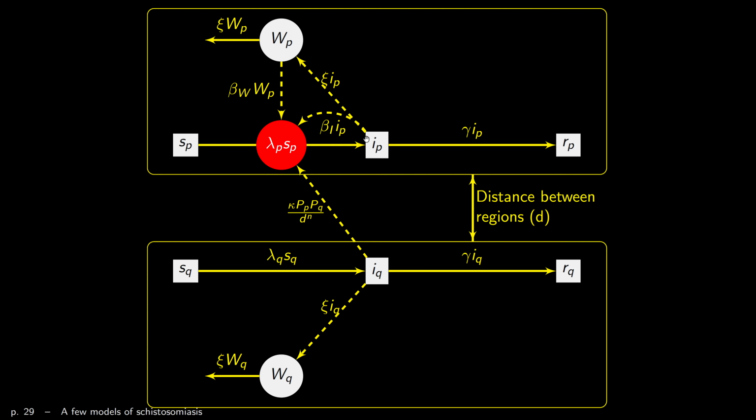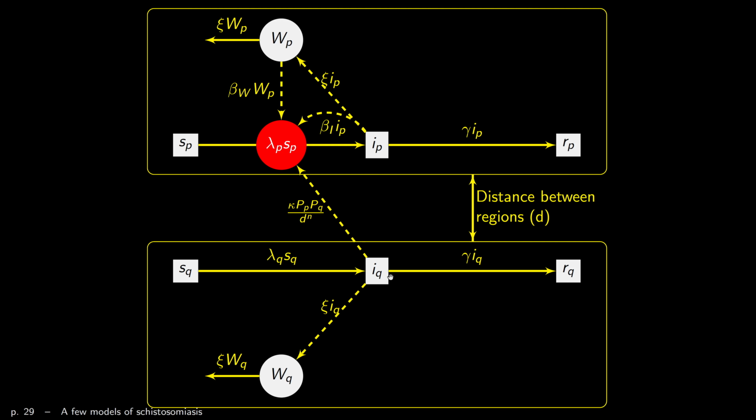I mean, this is a model. It costs nothing to put this arrow and then say it's not there. Okay, so there could be a direct transmission of some sort, but what's important is there's not only transmission from the local water source, there's also transmission from remote water sources, and that transmission can happen because of two factors.